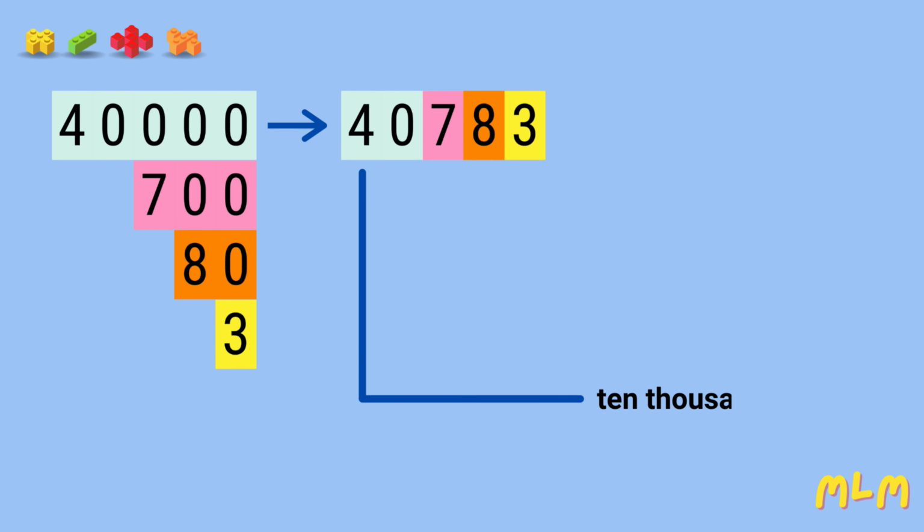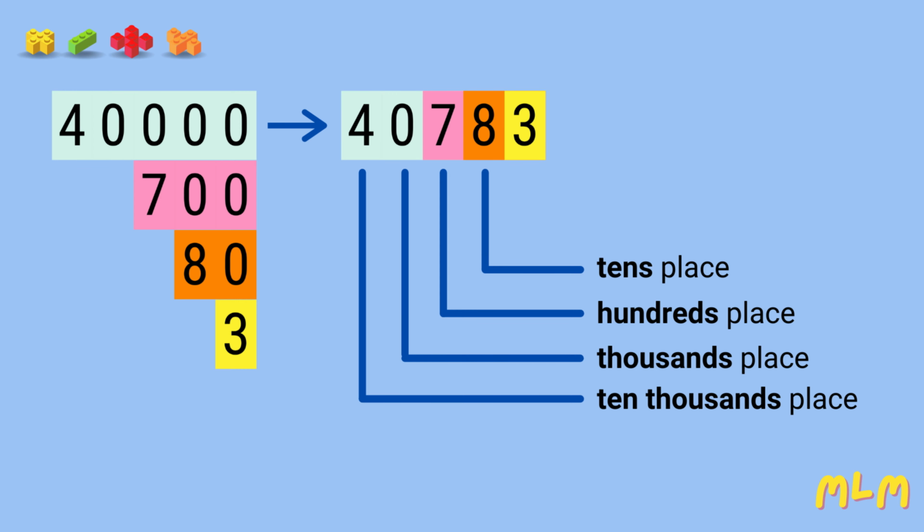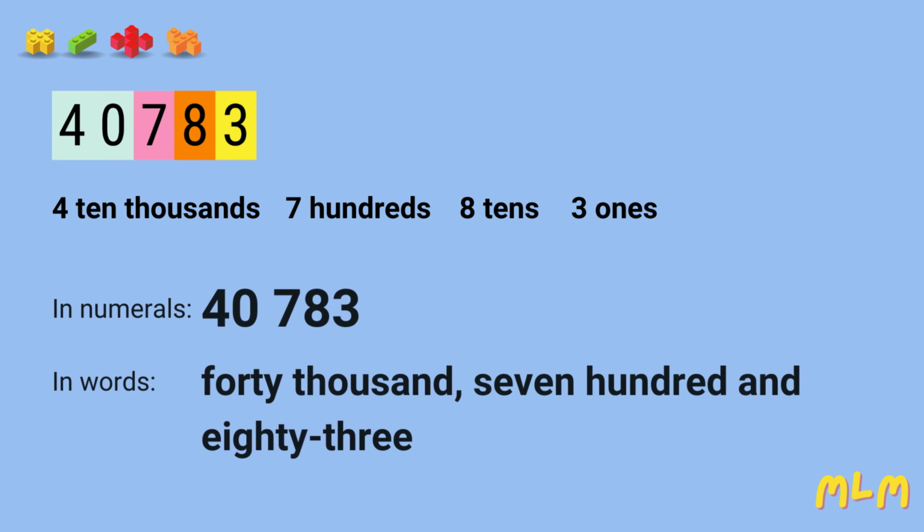4 is in the 10,000s place. 0 is in the thousands place. 7 is in the hundreds place. 8 is in the tens place. And 3 is in the ones place. So, 4 10,000s, 7 hundreds, 8 tens, 3 ones is equal to 40,783. The number represented by the LEGO dots is 40,783. Let's have another example.